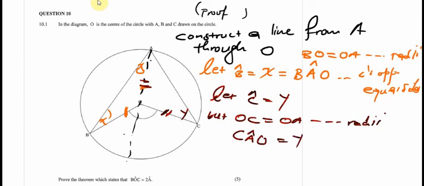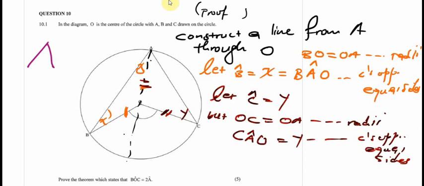So same reason, angles opposite equal sides. Okay, and then I see something. You remember that when we have a triangle, and this angle is x and this one is y, then the exterior angle is x plus y. So the exterior angle of a triangle is equal to the sum of the interior opposite angles. We already said that this one is x and this one was y.